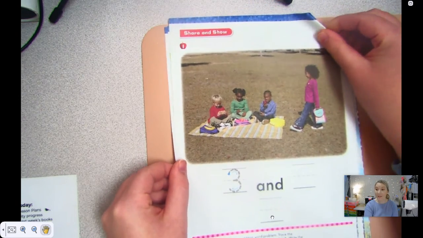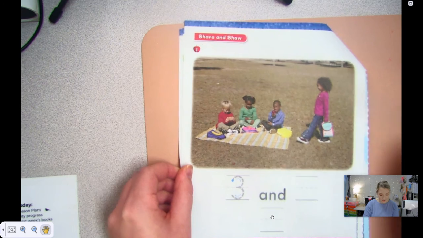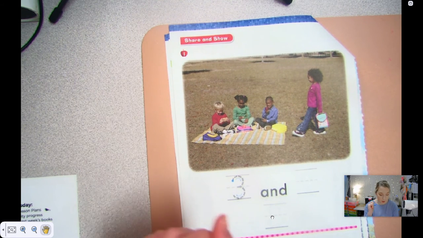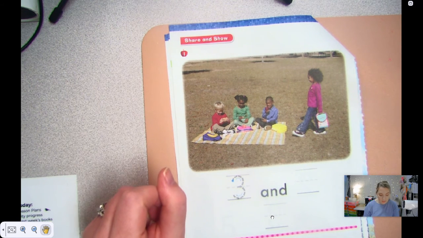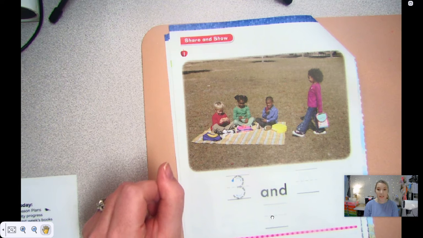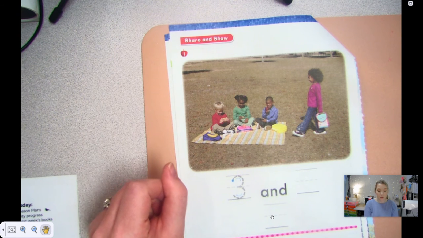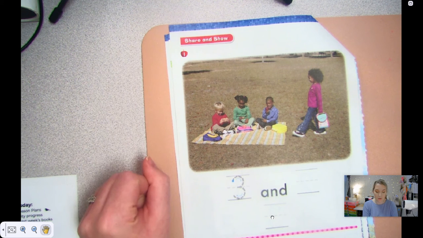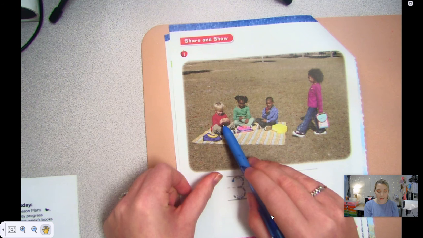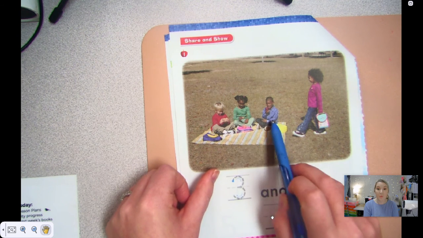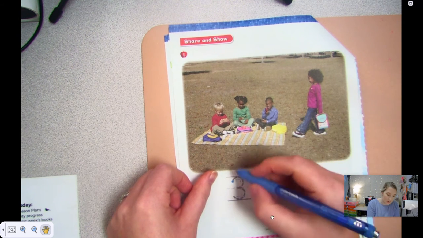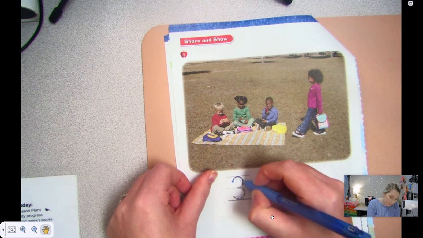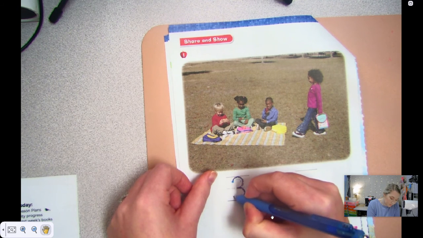Okay, so now we've got a new situation with some new friends here. So listen to this problem. It says trace the number that shows how many children are sitting eating lunch. So let's look at our picture. How many children do you see sitting eating lunch? Okay, let's count. Ready? 1, 2, 3. There are 3 children sitting and eating lunch. Let's go ahead and trace the number 3 now.